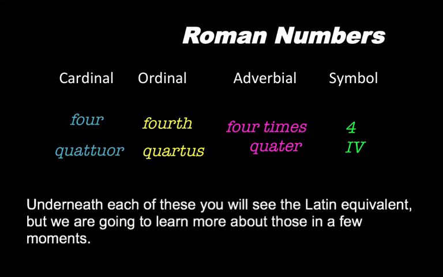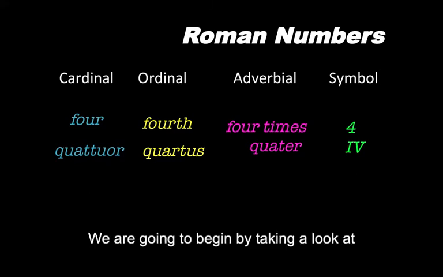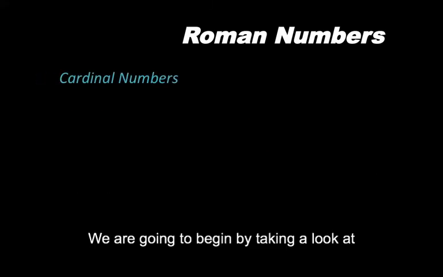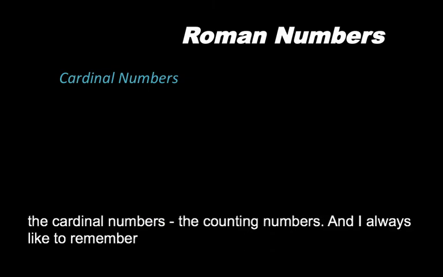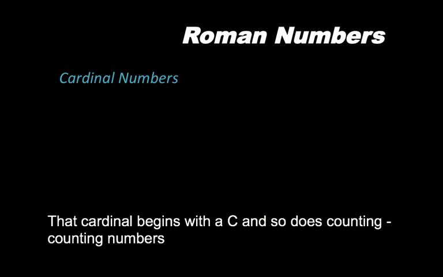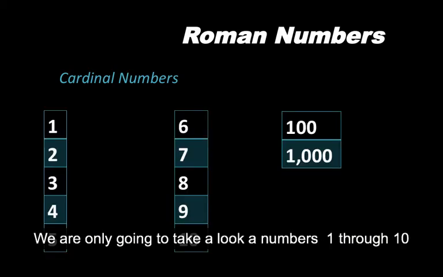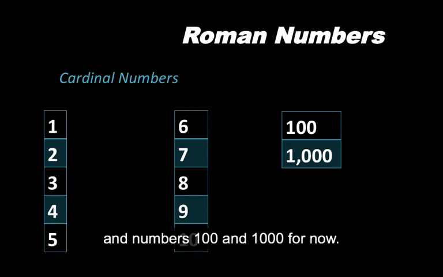Underneath each of these you will see the Latin equivalent, but we're going to learn more about those in a few moments. We're going to begin by taking a look at the cardinal numbers, the counting numbers. And I always like to remember cardinal begins with a C, and so does counting numbers. We're only going to take a look at numbers 1 through 10 and numbers 100 and 1000 for now.